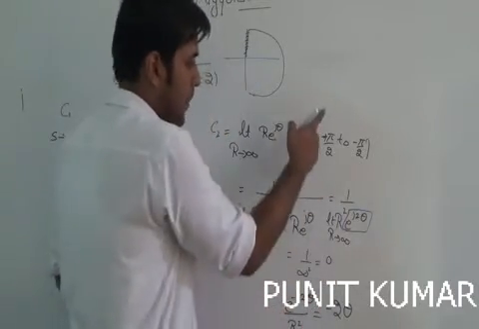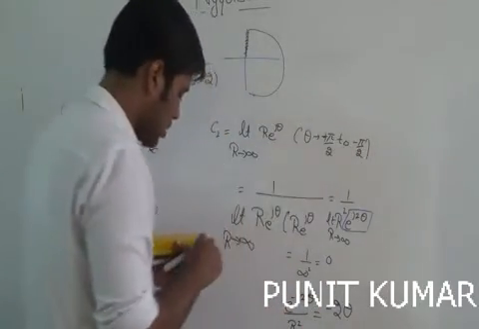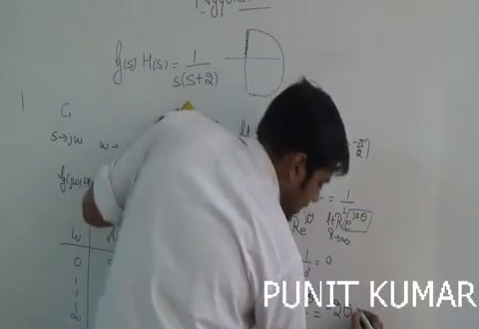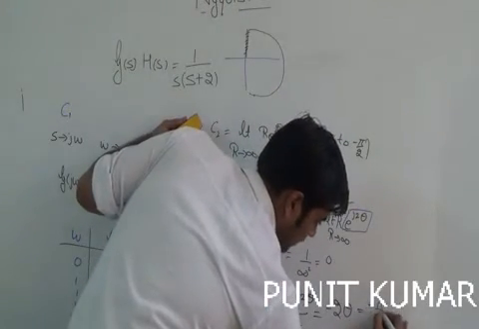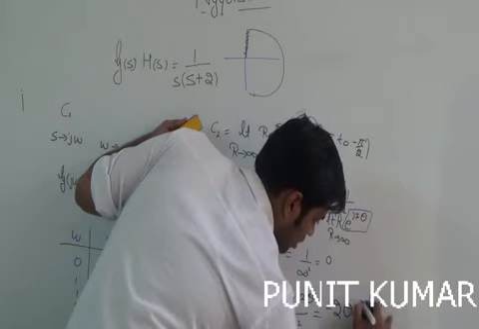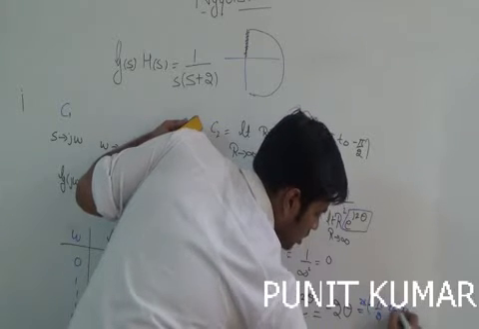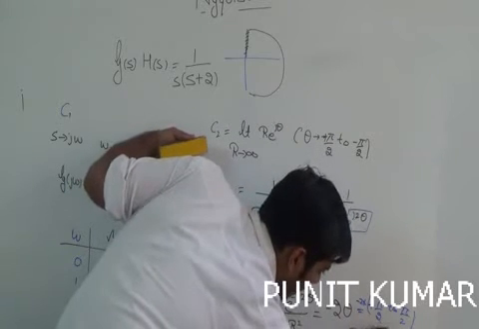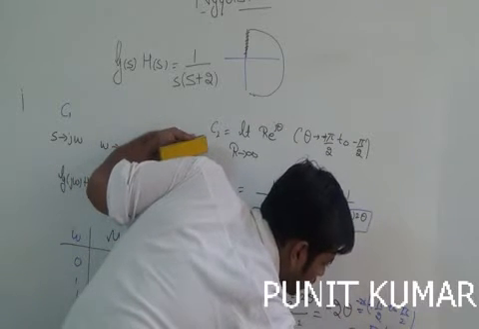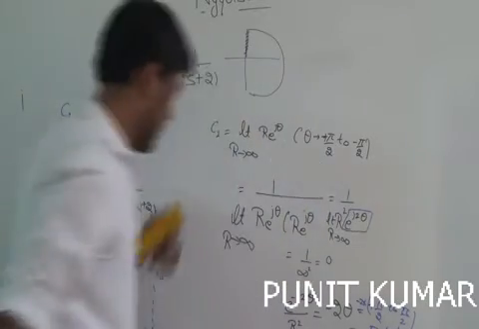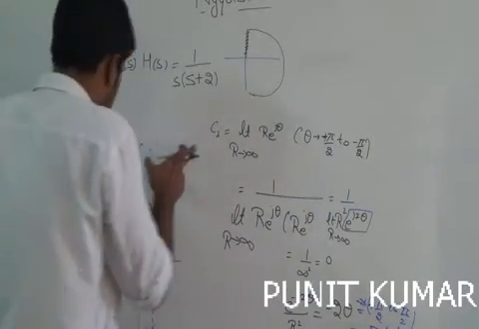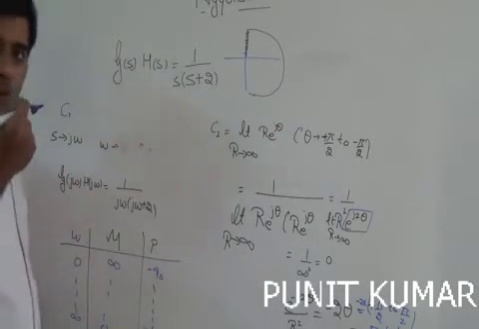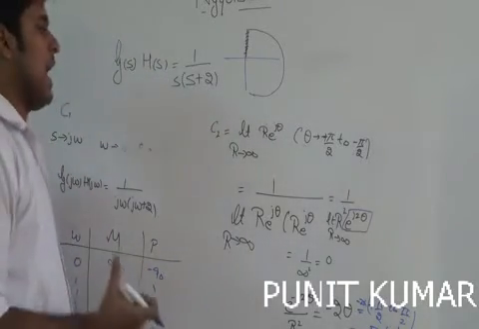Where does theta go from and to? Plus pi by 2 to minus pi by 2. So for this range, where does the phase of this transfer function go from and to? Minus pi to plus pi, that is minus 2 theta. That comes out to be minus pi to plus pi. This means we have drawn for C1 and for C2. Now we have to do calculation for C3 and then for C4.